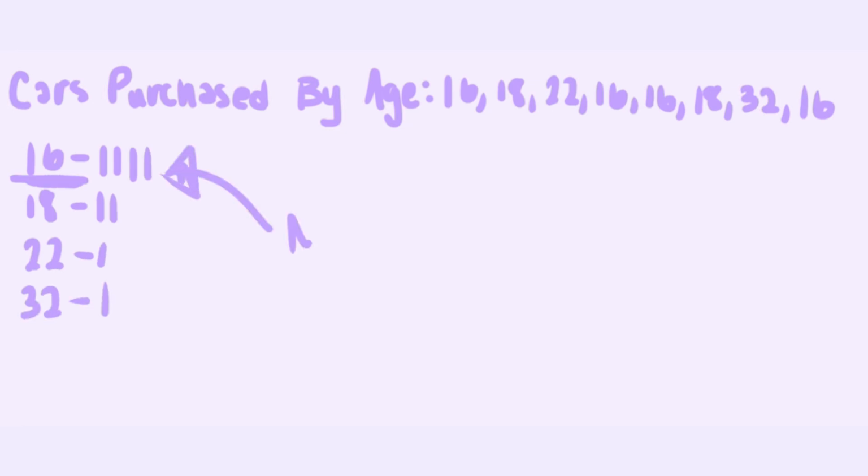Let's say that a car salesman is trying to figure out which age group to market his cars towards. He would list out the age of all of the people who had purchased cars in the past week or so, and then tally up which age group is buying cars the most. His mode comes out to 16.